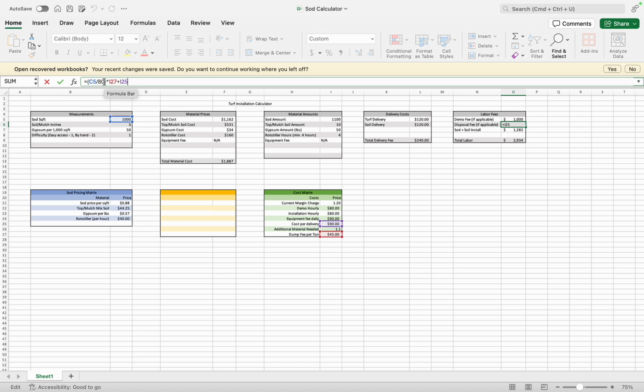per inch, we can dig out about 80 square feet per inch.